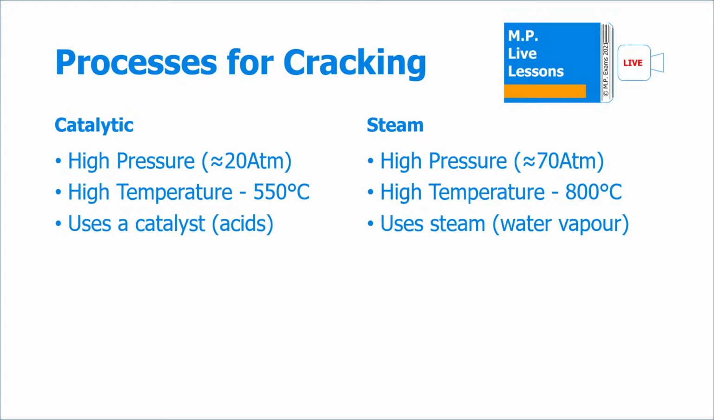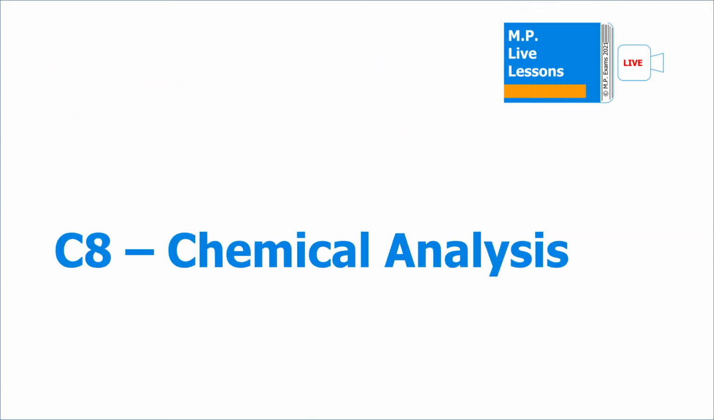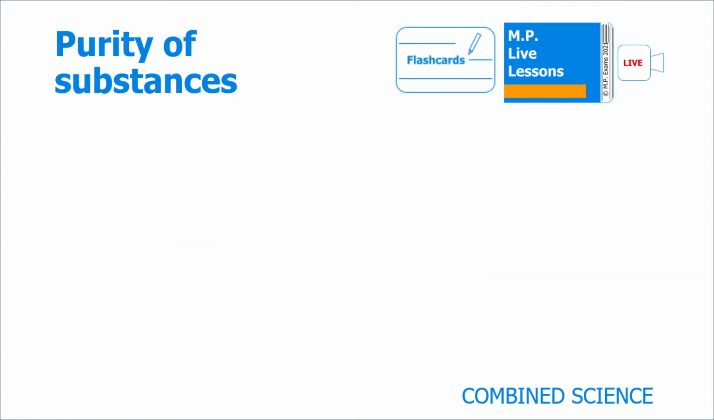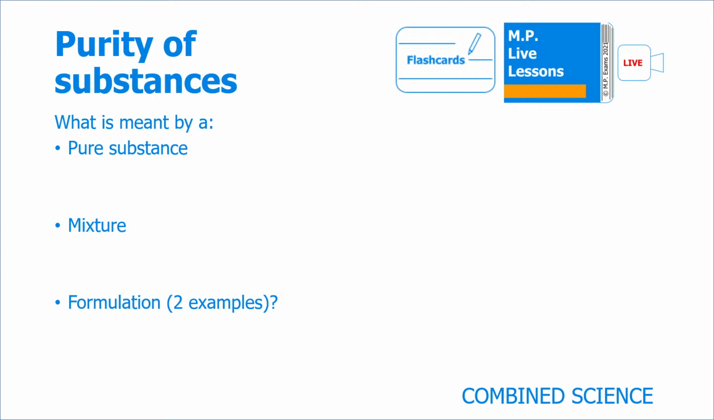That's the end of organic chemistry, and now we're moving on to chemical analysis, Unit 8. For combined science, you'll need to remember about the purity of substances, something you may have done a long time ago. So you need to know what's meant by a pure substance, a mixture and a formulation. A pure substance is literally only one substance.